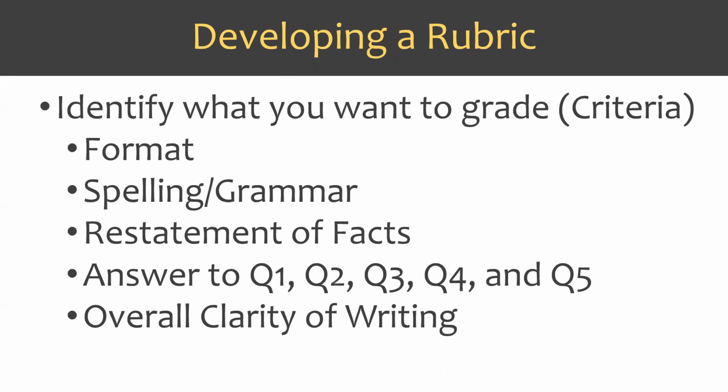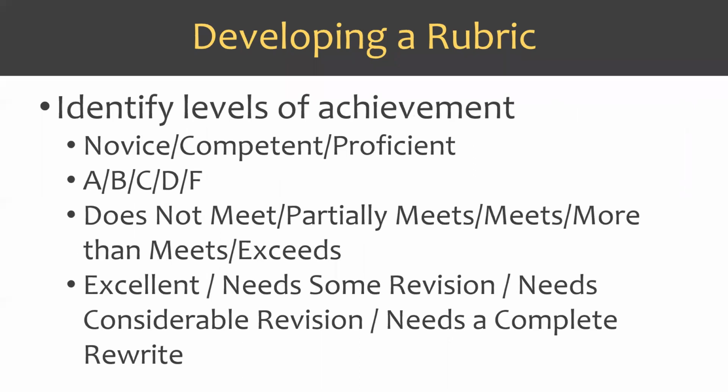Once you've identified what you want to grade your students on, the next thing you're going to do is identify the levels of achievement. So if you go back to thinking about that breakfast in bed example, there was a level of aptitude, and you have to decide how you want your students to be identified by their level of aptitude.